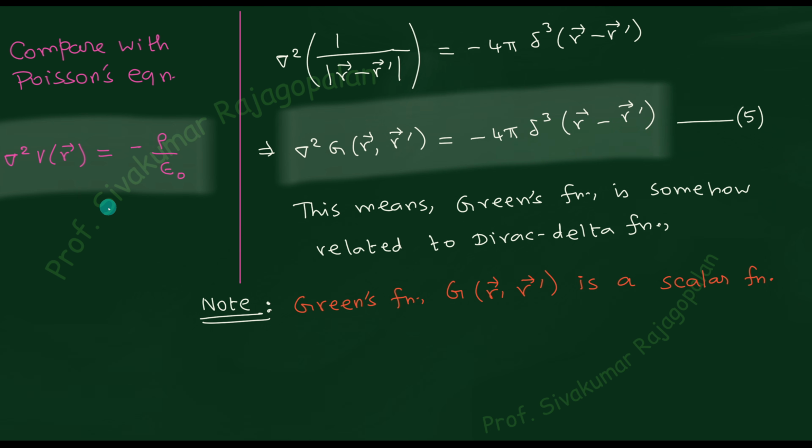So this is the reason why the Green function, first of all, is entering into the picture, and how the Green function is related to the Dirac delta function. You will feel more happy if you can understand how the Green function and the Dirac delta are related, in what way it is related.